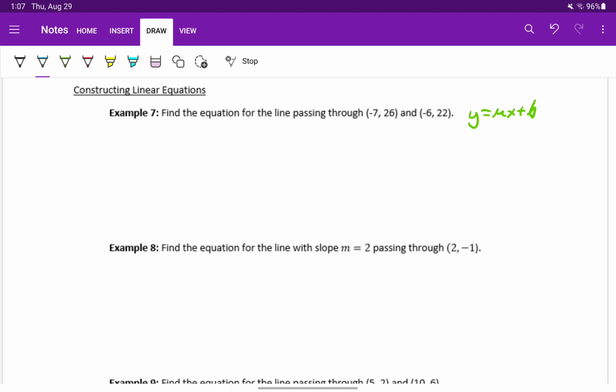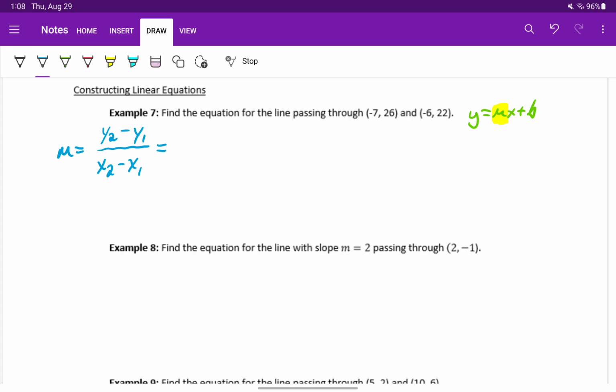In the case where we're given 2 points, I find it's easiest to start off by finding the slope of our line. We can find the slope using the equation for slope, which is to take the difference of the y coordinates over the difference of the x coordinates. We have that subscript notation, y2 minus y1 over x2 minus x1.